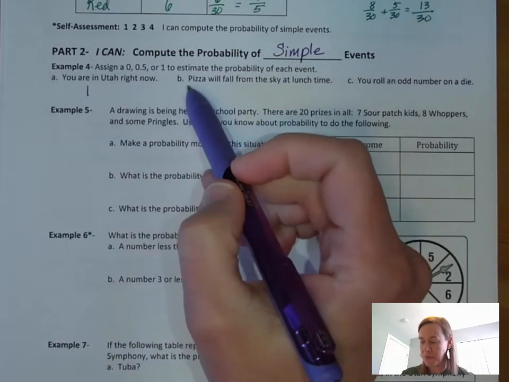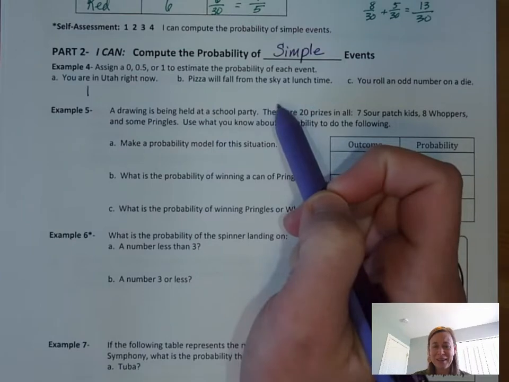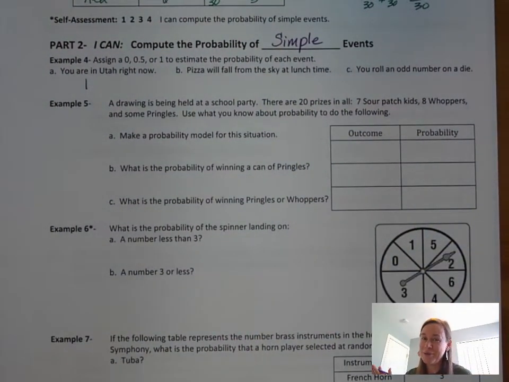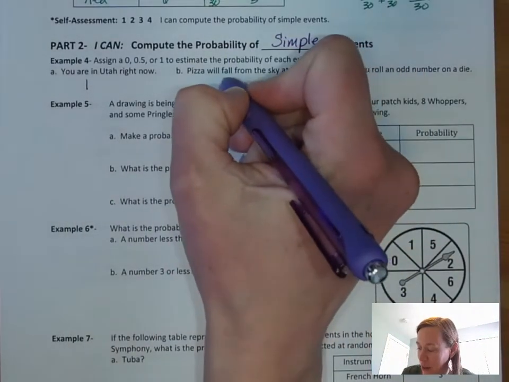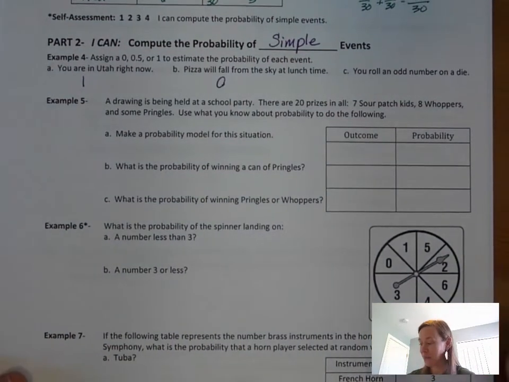What about part B? Pizza will fall from the sky at lunchtime. Do I have any Cloudy with a Chance of Meatballs fans out there? If we were in the town of Chew and Swallow from that book, maybe it would happen, but we live on planet Earth in Utah somewhere. And pizza, unfortunately, does not fall from the sky, so that is going to get a probability of 0. Although I could definitely go for some pizza right now.